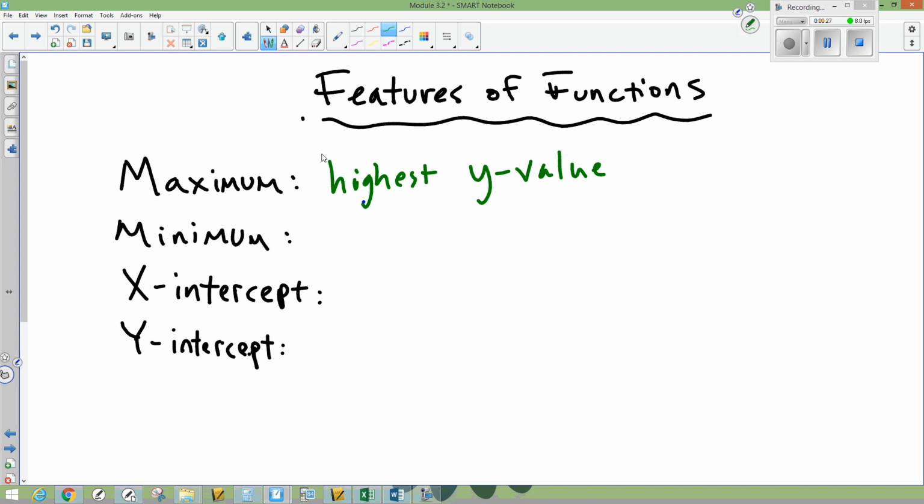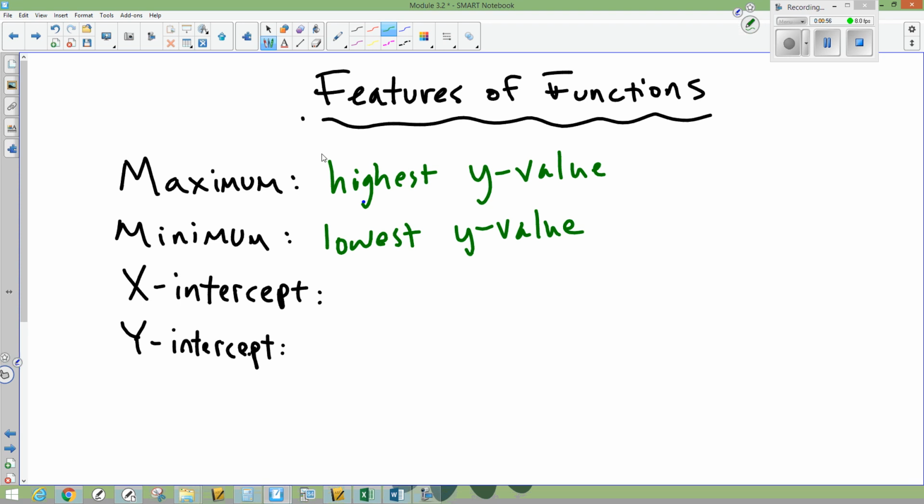So if the maximum is the highest y value, what's the minimum? Lowest y value, right? So lowest y value. Okay, maximum is the highest y value, minimum is the lowest y value. So a couple other key features that you're going to be asked to identify as part of our last standard that we're having this trimester is an x-intercept.